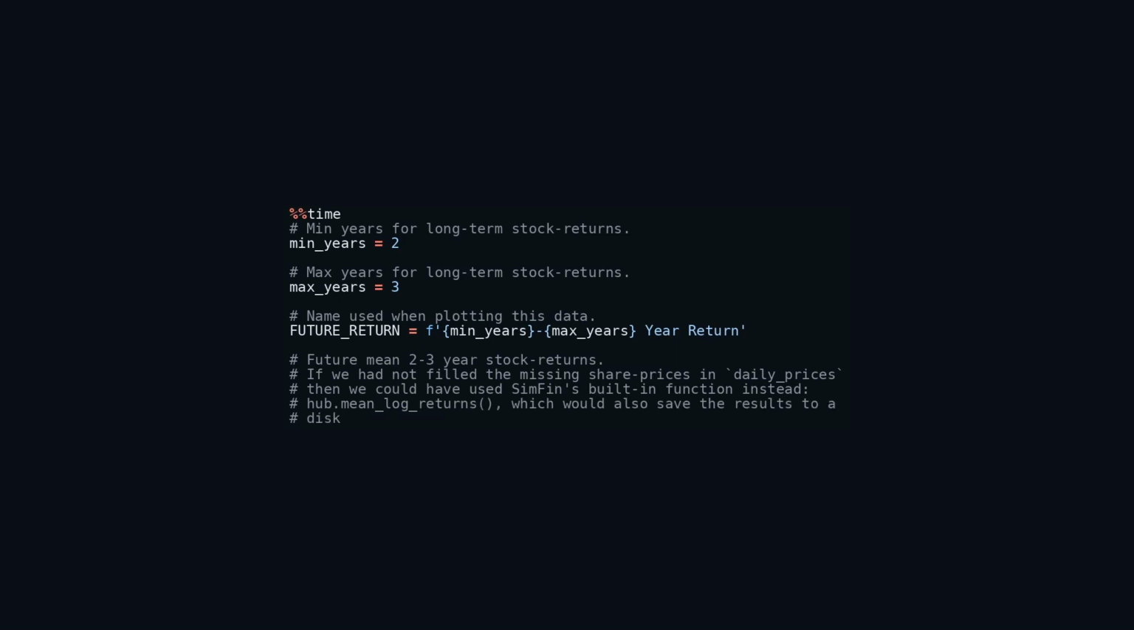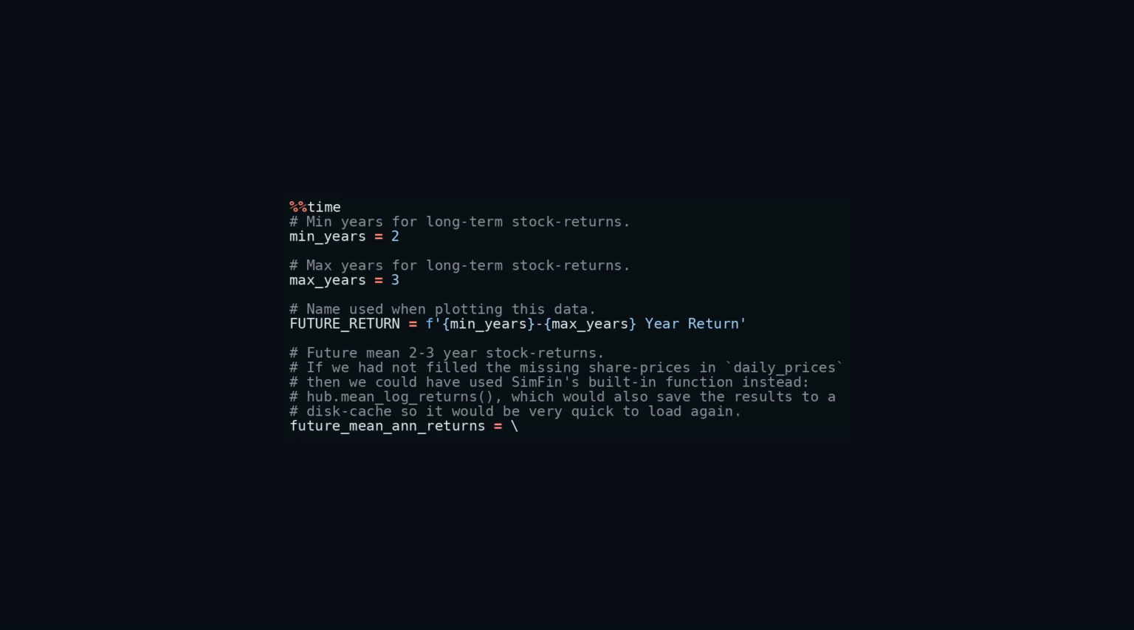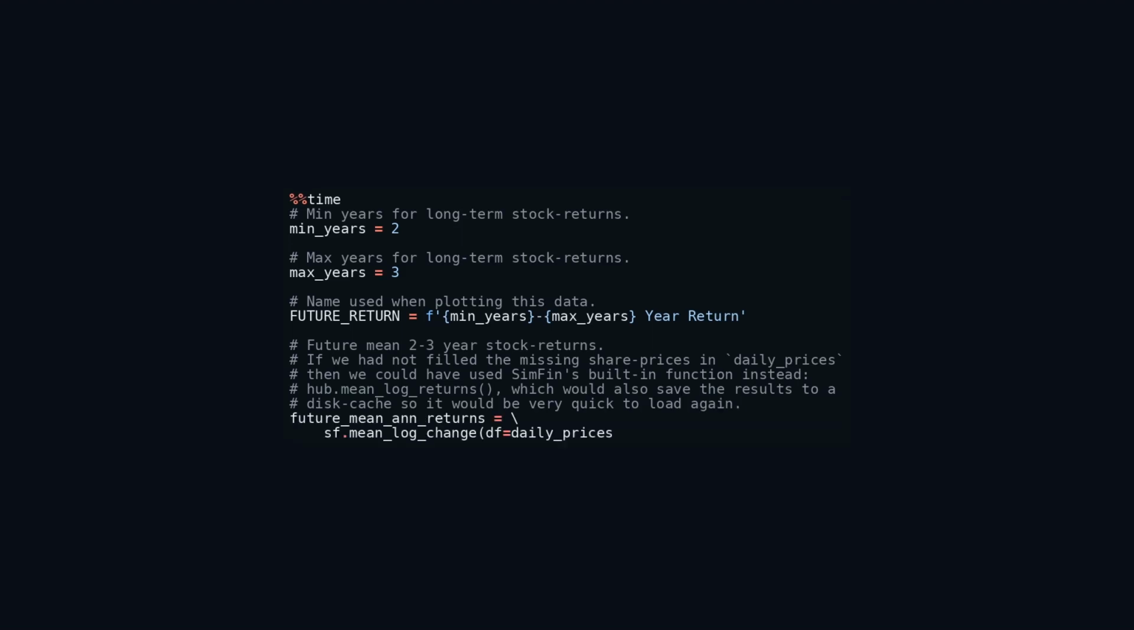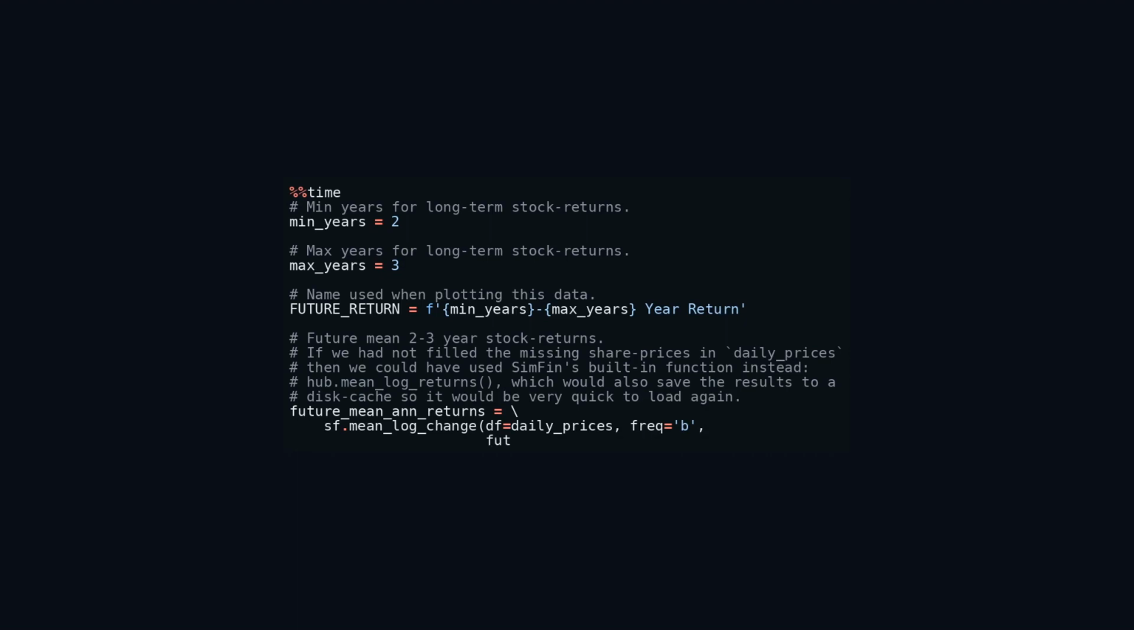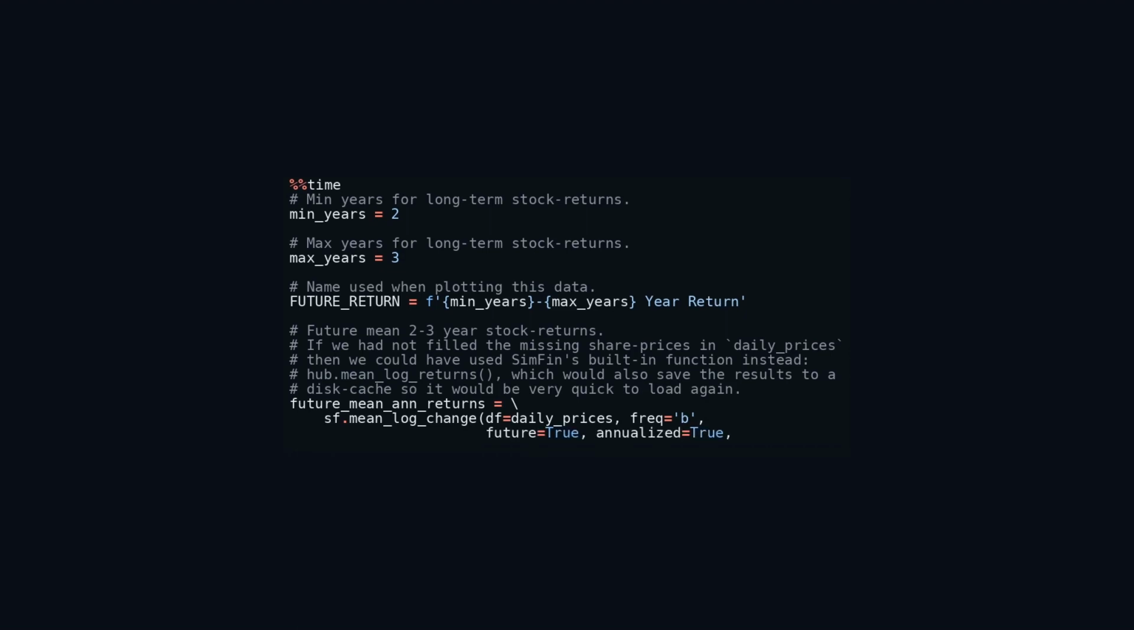The core calculation is performed by the change function from the Cymphin library, which takes a data frame containing daily stock prices, daily prices, a frequency parameter b to denote business days, and specifies the calculation of future and annualized returns within the range of 2 to 3 years. The purpose of calculating these future mean annualized stock returns is to analyze potential long-term investment performance. By examining historical returns over the defined period, investors can make more informed decisions regarding future investments.